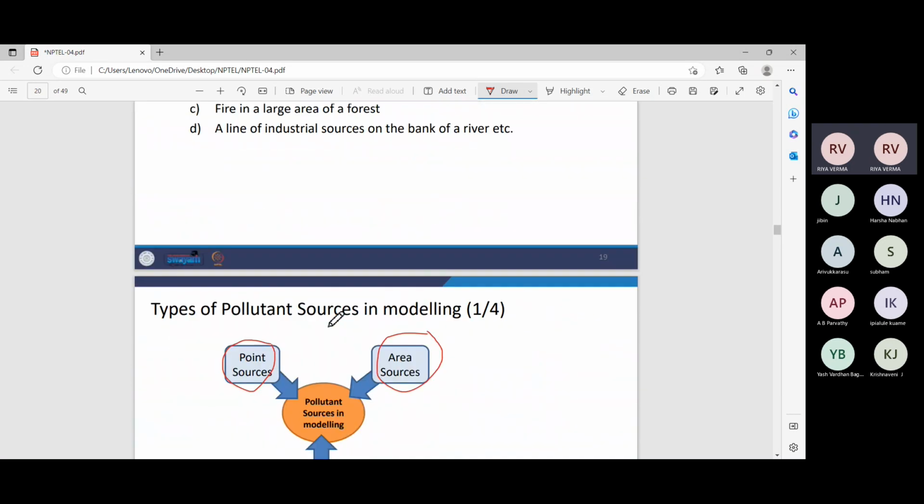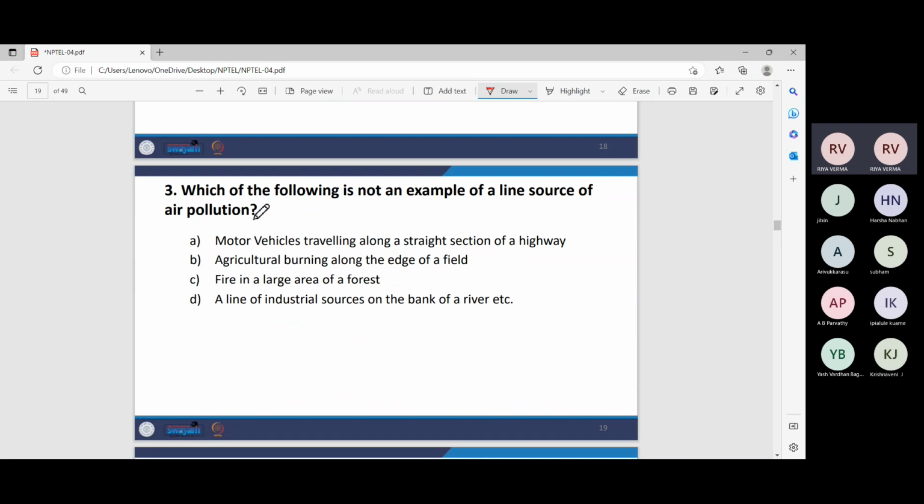So, for our question: motor vehicles traveling along a straight section of a highway. First of all, what it is asking is which is not an example of a line source. So we have to find some source that is not one. This is definitely a line source. Agricultural burning along the edge of a field is also some sort of line source. Fire in a large area of a forest is an area source. This can't be a line source. Then a line of industrial sources on the bank of a river is also a line source.